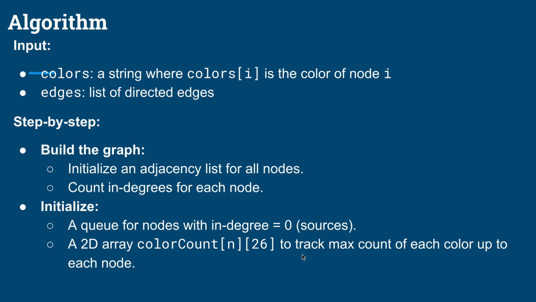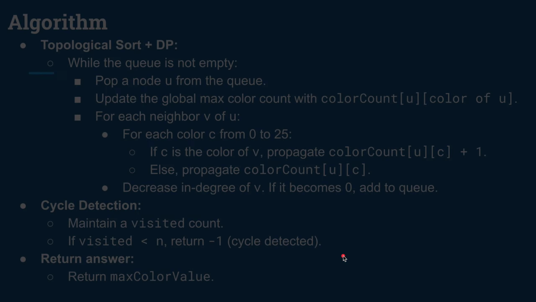So what is the algorithm here? First of all, we'll build the graph, right? And how are we going to build the graph? First, initialize the adjacency list for all the nodes, and then count the in-degree for each node. Then we'll initialize two things. We'll take a queue for nodes with in-degree 0, and we'll have a color count array of n by 26 to track the max count of each color up to each node.